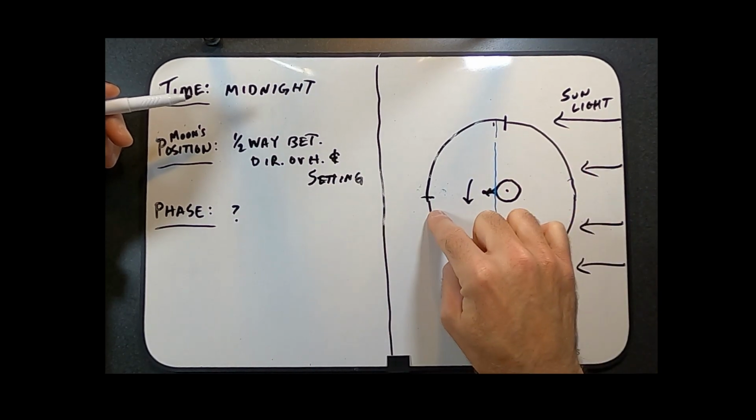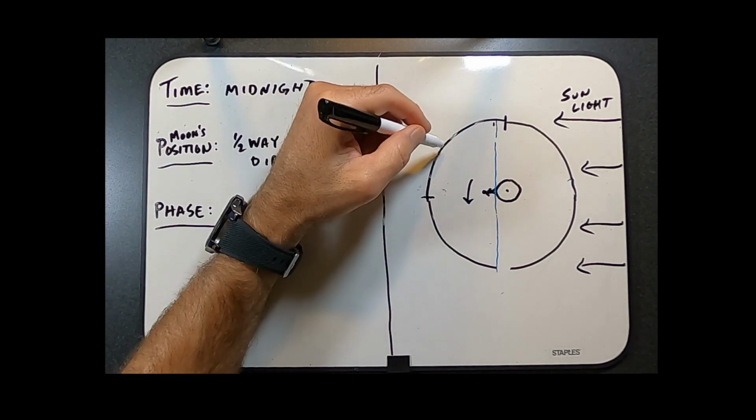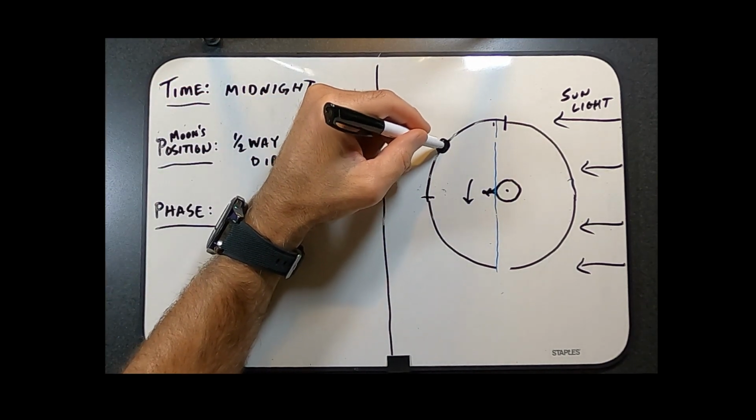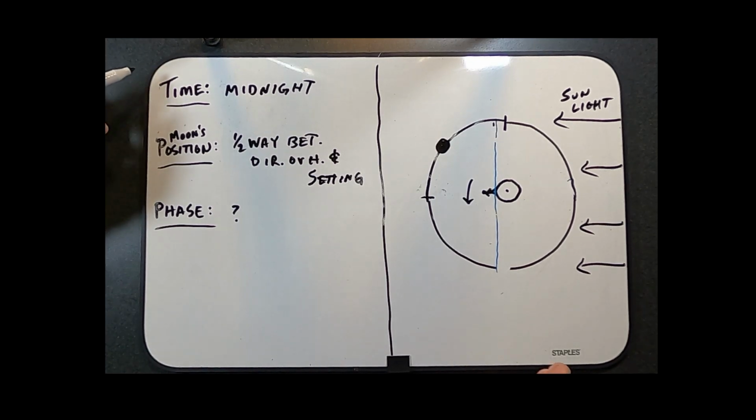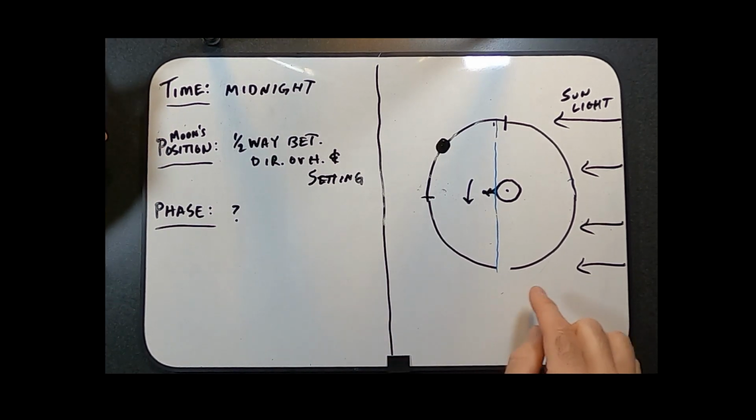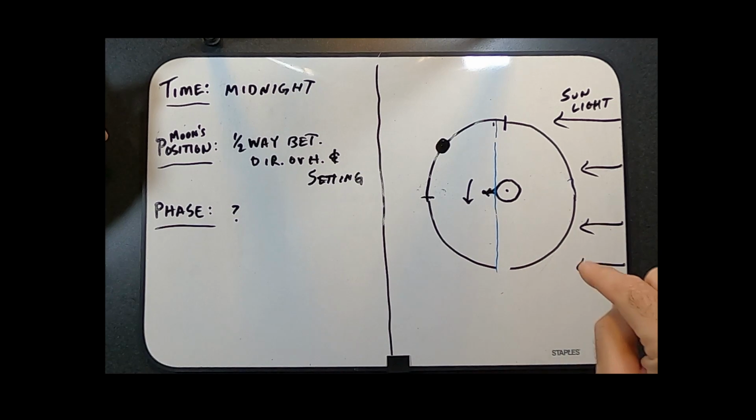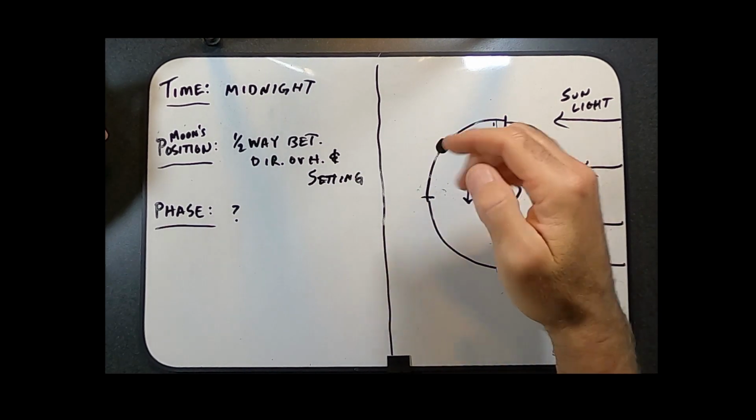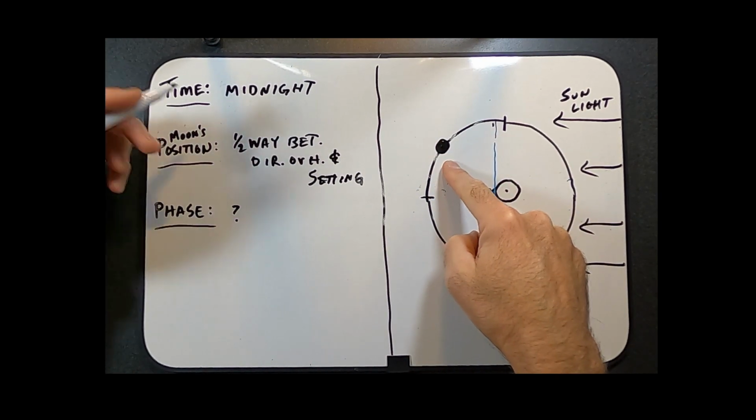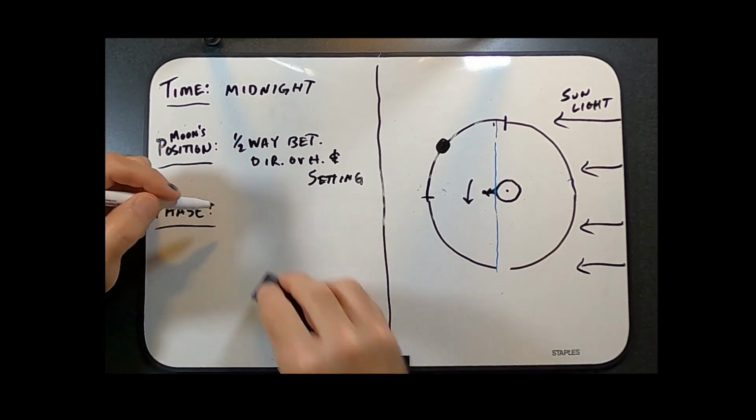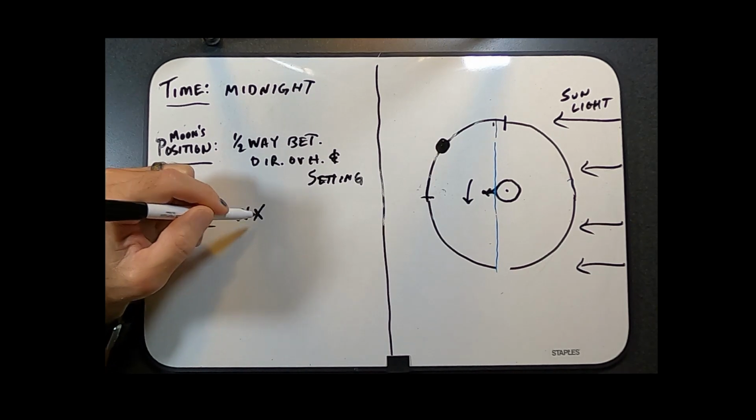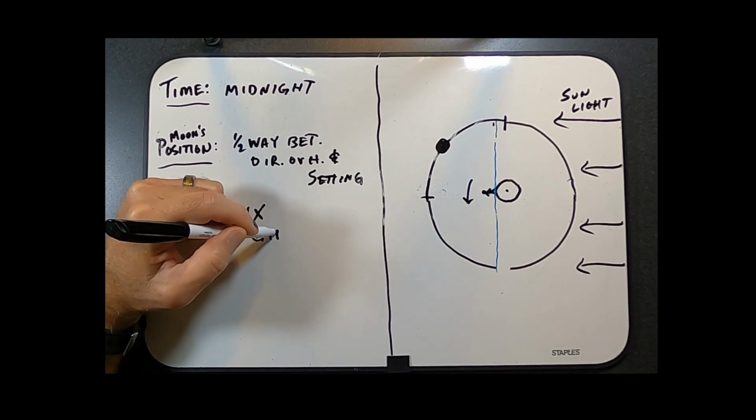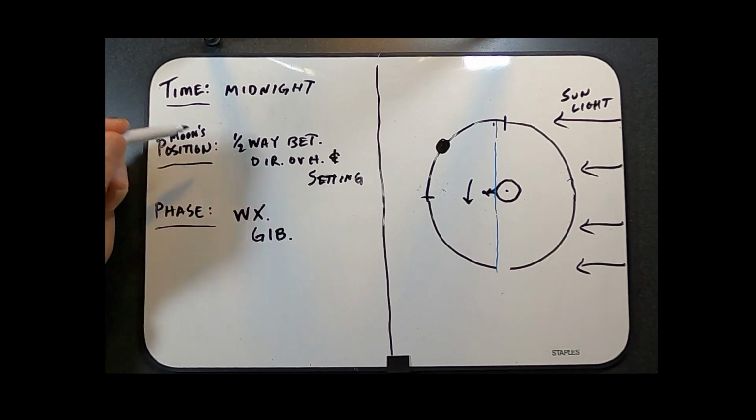Setting position, directly overhead, halfway in between. Halfway in between puts the moon here. Now the next step is, what is the phase? And if you understand how this concept works, this would be the phase of waxing, and it's going to be a gibbous. So this is waxing gibbous moon. Okay, waxing gibbous moon for this particular phase.